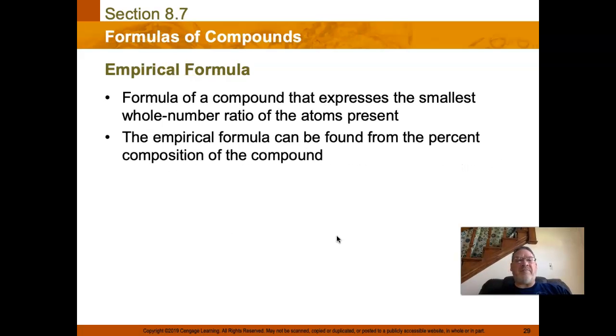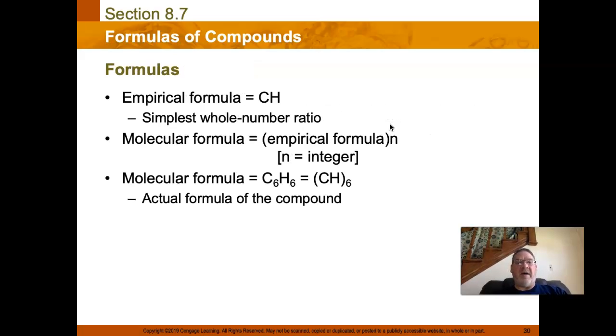The last part of this chapter looks at how we can determine the formulas of a compound. The empirical formula, as you can see here, expresses the smallest whole number ratio. A lot of times we call it the simplest formula for the compound. Our molecular formula, when we talked about compounds, that's the formula we've always discussed. So benzene has this molecular formula C6H6, but we can make it simpler by dividing each by 6. That's where we see the empirical formula for CH.